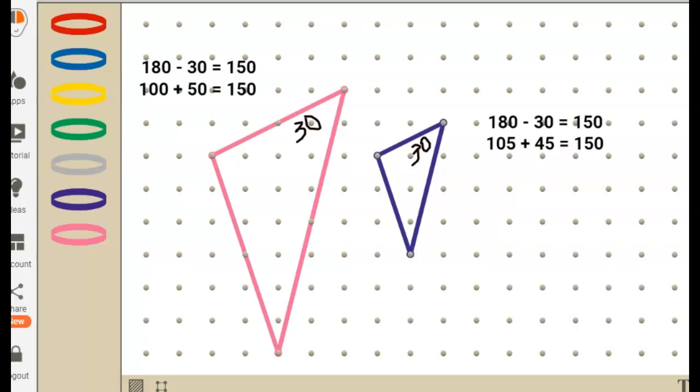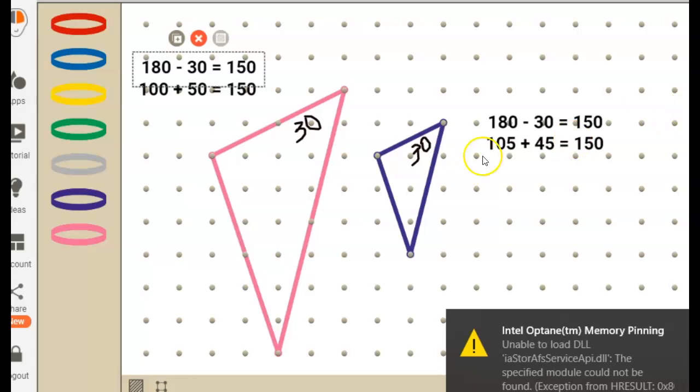So this is about finding angles if the shapes are similar. So these shapes do look similar. They each have a 30, so far so good. So we have two more angles right there. So if you looked up top, we did 180 minus 30 is 150.